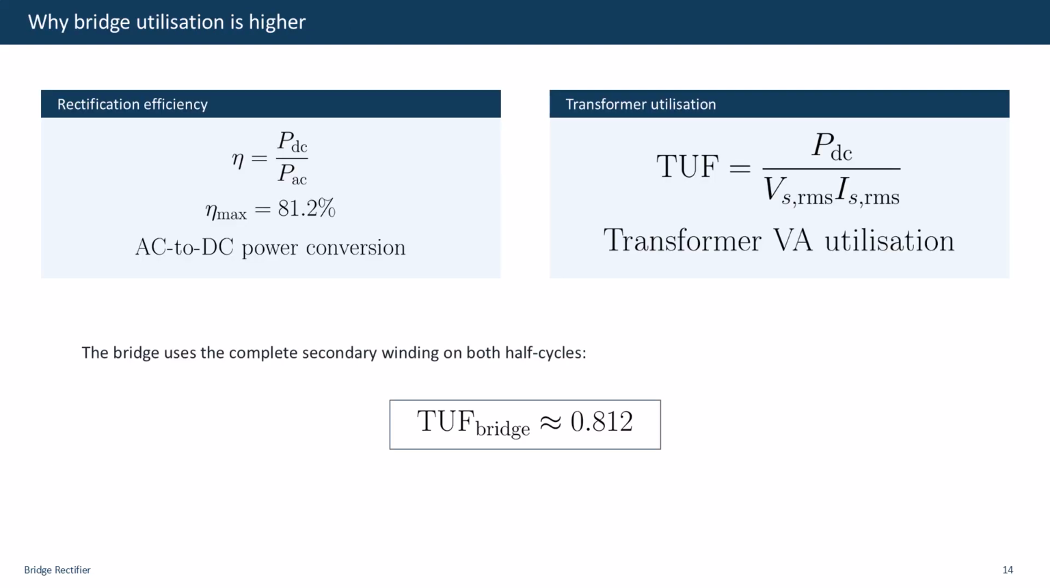Rectification efficiency and transformer utilization factor answer different questions. Rectification efficiency compares DC output power with the AC power entering the rectifier. TUF compares that same DC output with the transformer's RMS voltampere requirement. In a bridge, the whole secondary winding carries current on every half cycle, so the secondary-only TUF reaches about 0.812. A center-tapped full-wave rectifier uses alternate half windings and therefore has a lower transformer utilization, even though its ideal ripple factor and rectification efficiency are the same.